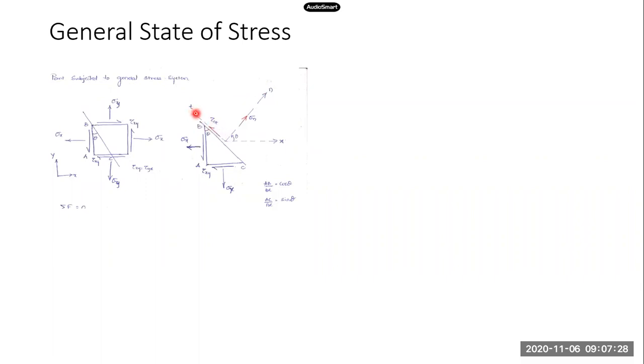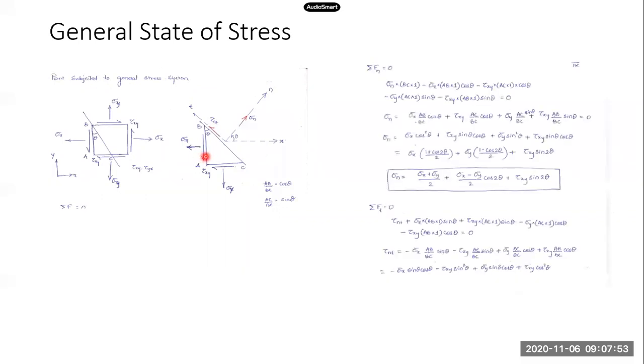That is, the summation of all the forces along the n direction should come out to zero, and the summation of all the forces along the t direction should come out to zero. I'm calling them forces, summation of forces. On this element, what we have represented are all stresses. So these stresses have to be converted to forces first, then you have to add them up and equate them to zero. So for that, how are you going to do it?